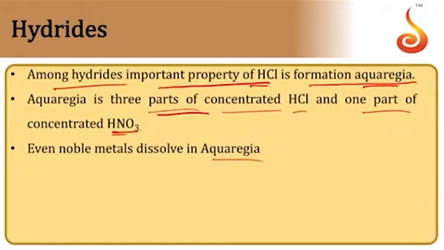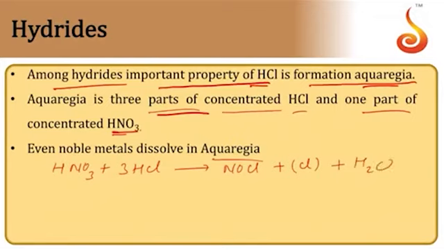Suppose we take the example of gold, let us take the reactions here. One part of HNO3 and 3 parts of HCl will give us NOCl plus Cl, free chlorine, highly active in nature, plus H2O. When you add gold to the mixture, it reacts with the free chlorine and forms AuCl3, that is auric chloride.